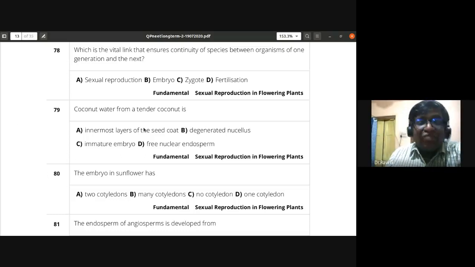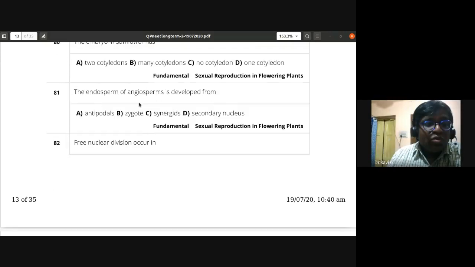The embryo in sunflower is a dicotyledonous plant, so it will have two cotyledons. The embryo in sunflower has two cotyledons, 80th, A. The endosperm of angiosperm is developed from, where is the endosperm of angiosperm developed from? It is developed from the secondary nucleus. 81st, D is the answer, secondary nucleus.